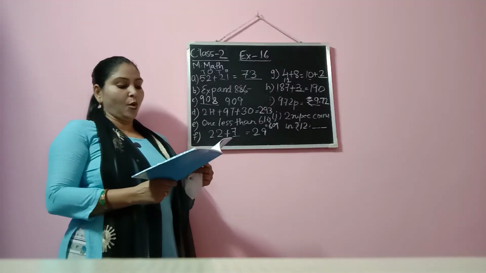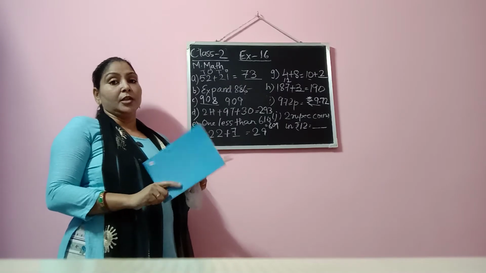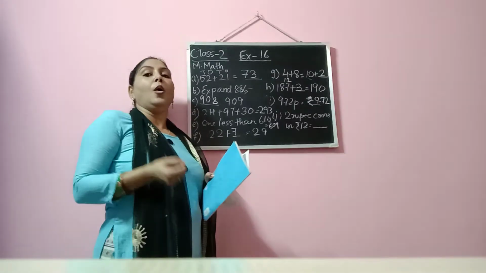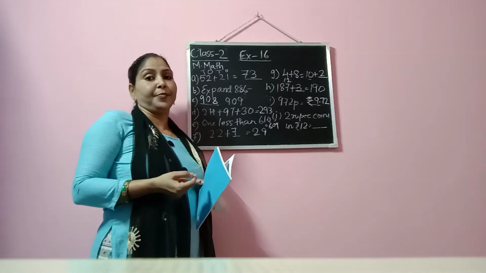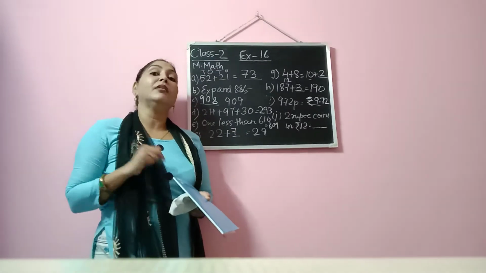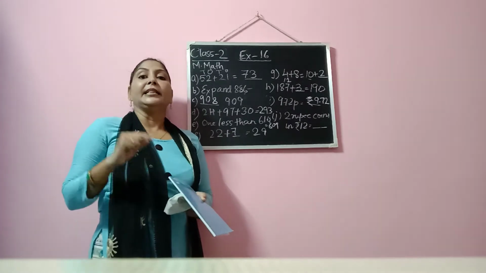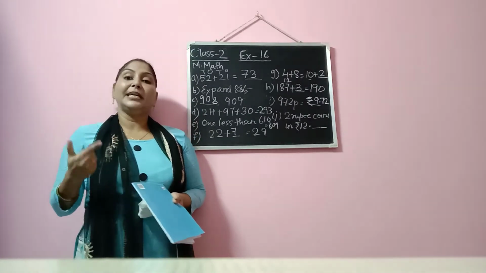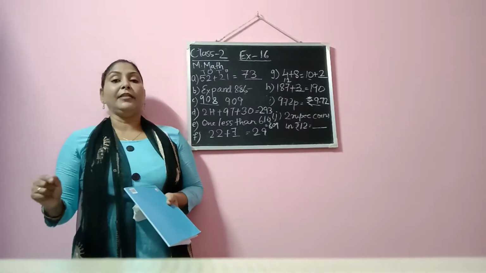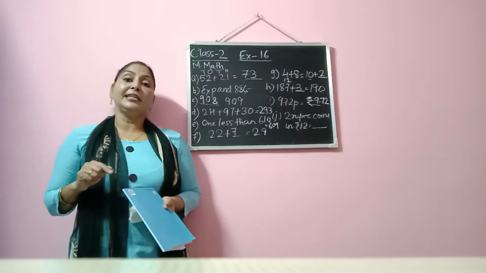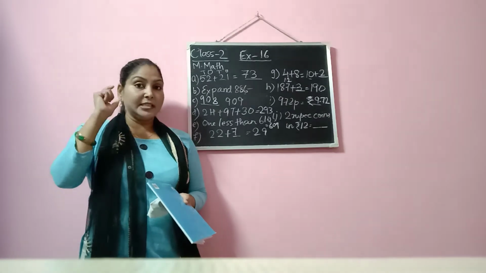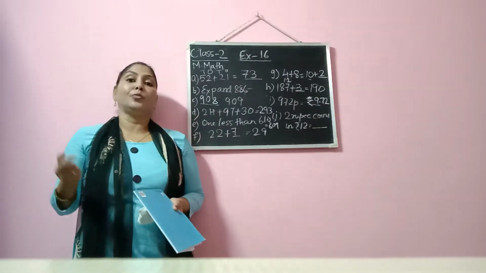How many 2 rupees coins are there in rupees 12? So how many 2 rupees coins will you add together to get rupees 12? How to get this answer? We will try to recall the table of 2. When we recite the table of 2 till 12, we find that 12 comes at 6 times. That means there will be 6 coins of rupees 2 to make rupees 12.